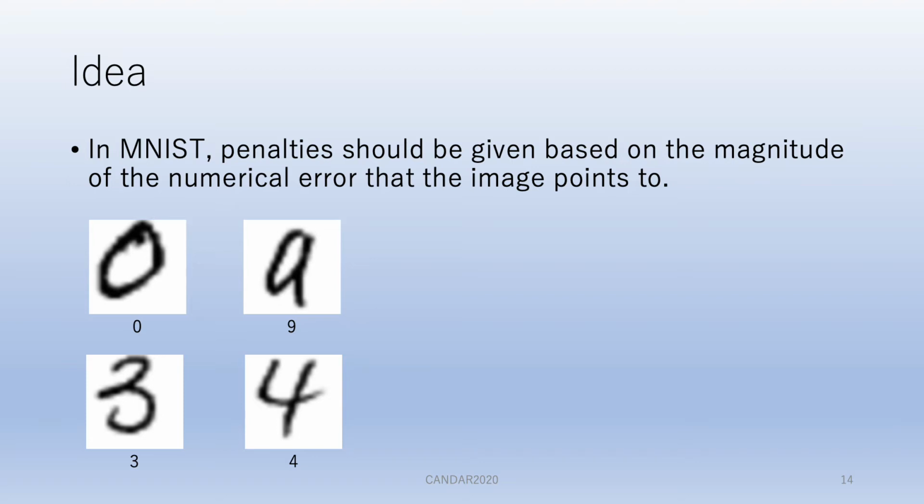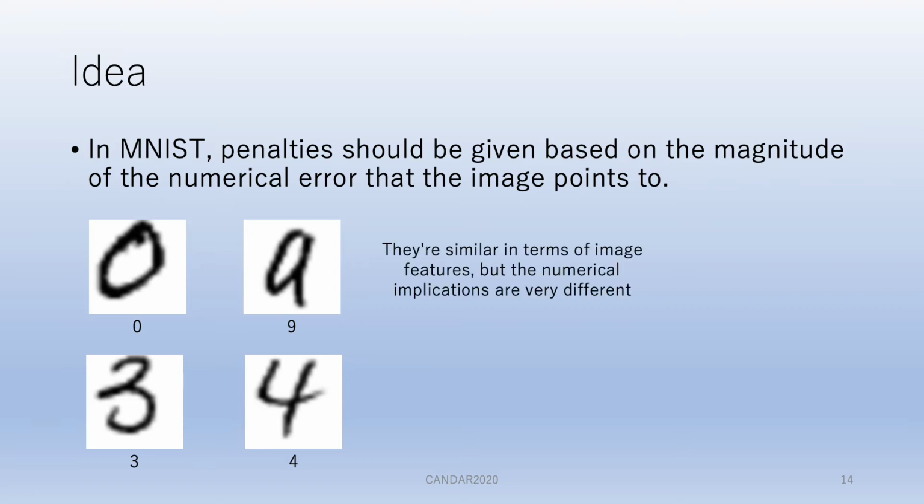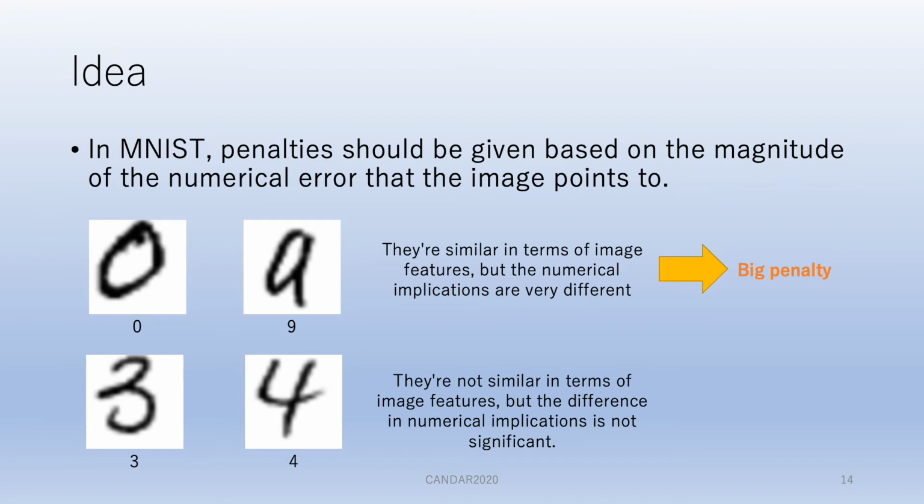For example, if the model makes a misjudgment between 0 and 9, they are similar in terms of image features, but the numerical implications are very different. In this case, big penalties should be given. And for example, if the model makes a misjudgment between 3 and 4, they are not similar in terms of image features, but the difference in numerical implication is not significant. In this case, a small penalty should be given.